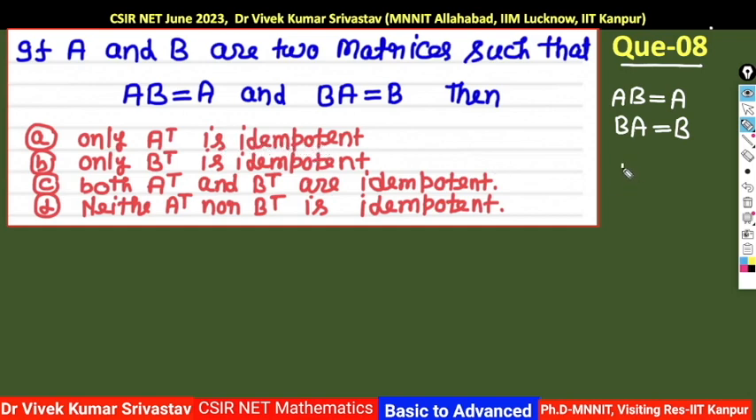When can we say that any matrix is idempotent? If A is equal to A square, right. Any matrix is called idempotent if this condition holds. Second is only B transpose is idempotent. Third option, both A transpose and B transpose are idempotent. Last option, neither A transpose nor B transpose is idempotent, right. So let's suppose first we just see if we have to show A transpose is idempotent. As we have seen, any matrix A is idempotent if A is equal to A square, right. So for this we have to show that A transpose is equal to A transpose square, right. So we have to prove this one.